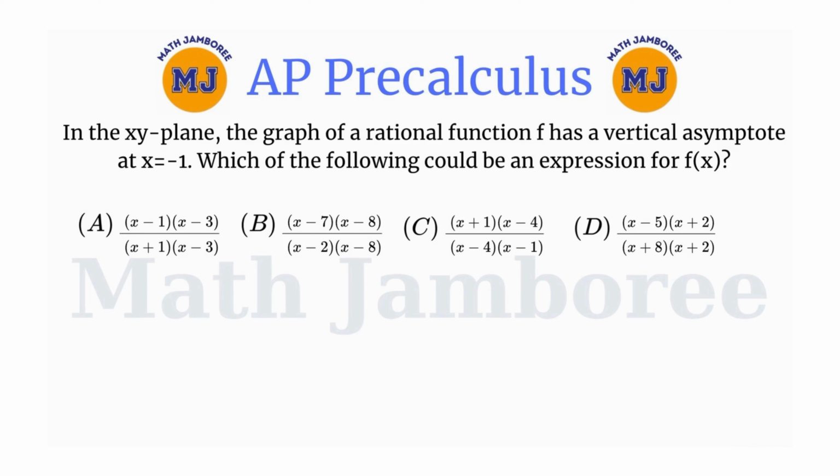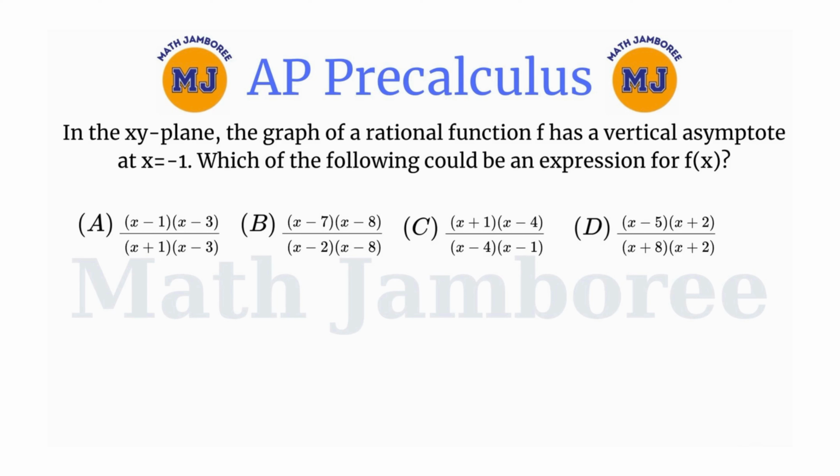In this video, we have another AP Precalculus type of question from the topic of rational function and vertical asymptote. Let's dive into it. In the xy plane, the graph of a rational function f has a vertical asymptote at x equals -1. Which of the following could be an expression for f of x?